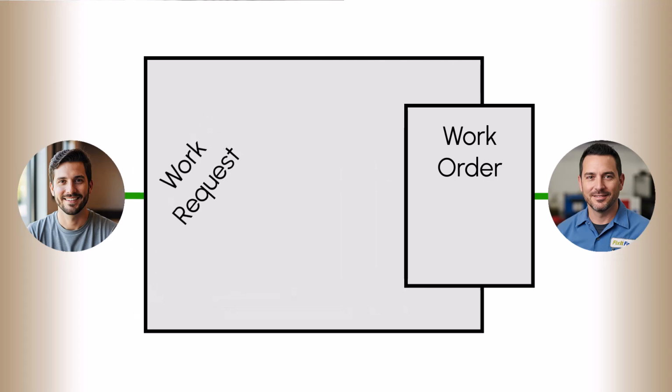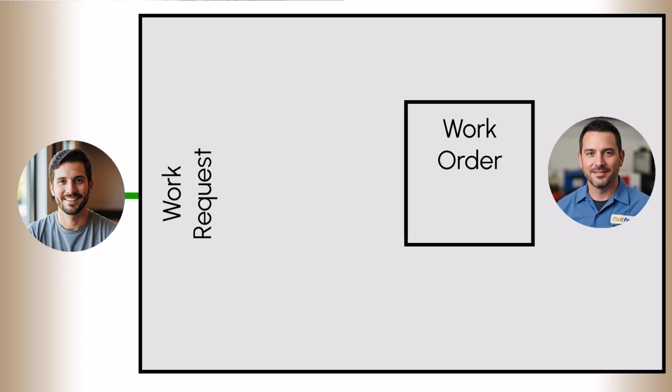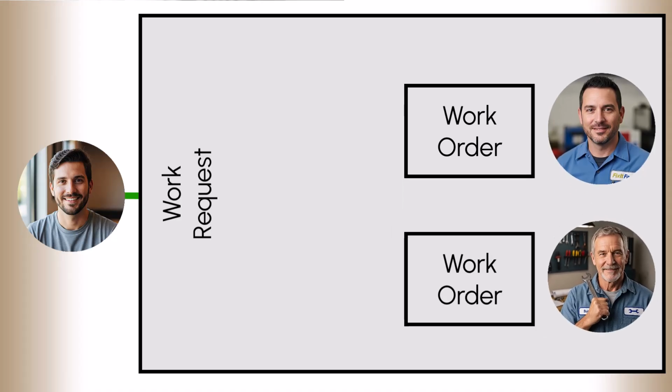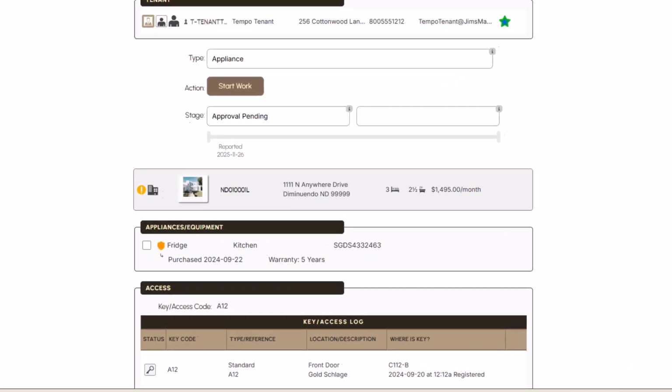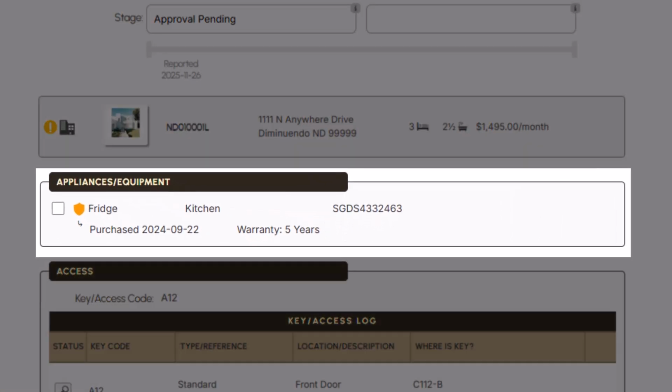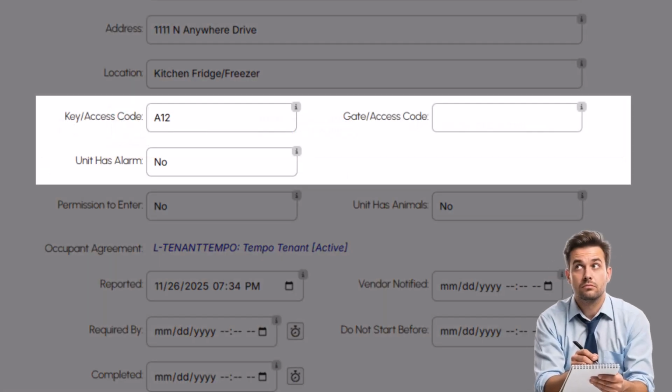The work request is the container that can wrap a single work order or multiple work orders, like when different vendors are dispatched to address different problems, or when the initial repair was unsuccessful and a new vendor must be assigned. It also gives you the automated tools to communicate with the requester and track resolutions. If appliances and equipment in the unit are under warranty, warranty information is dynamically displayed where applicable. Other information from the unit flows through to the work order automatically, so you never have to remember anything or look it up.